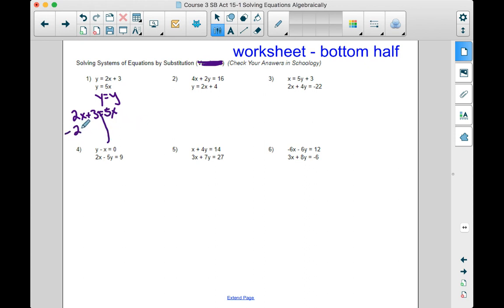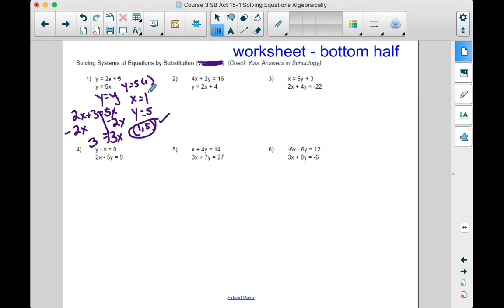You subtract 2x from both sides. You get 3 equals 3x. Therefore, x equals 1. Then you can go ahead and substitute that in. y equals 5, I'm looking at the second equation, times 1. So y equals 5. My ordered pair would then be 1, 5. Let me check that up here using the first one. 2 times 1 is 2, plus 3 is 5. It checks, and I'm going to circle it.